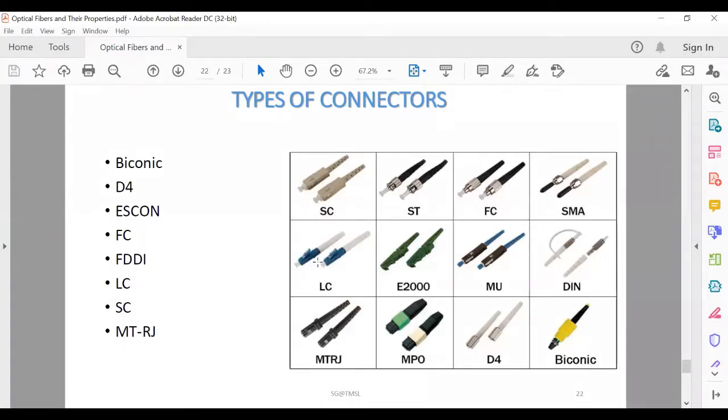Okay, SC type connector is actually called the subscriber connector. SC means subscriber connector, that is used in simplex and multiplex applications, and is best suited for very high density applications where it is needed.